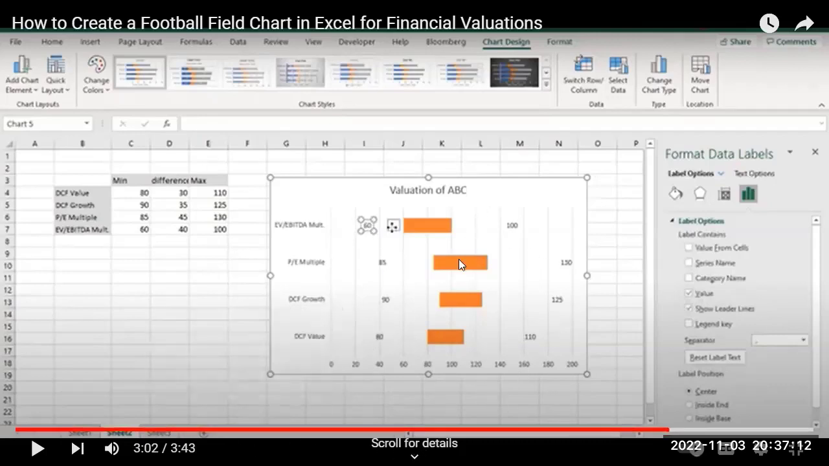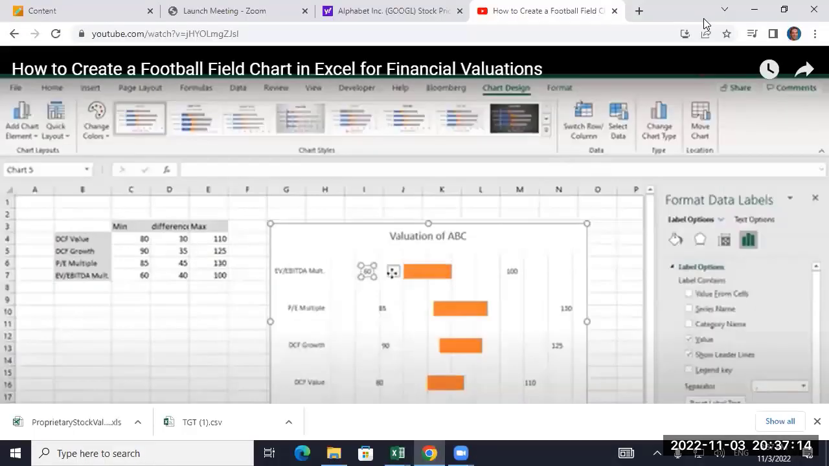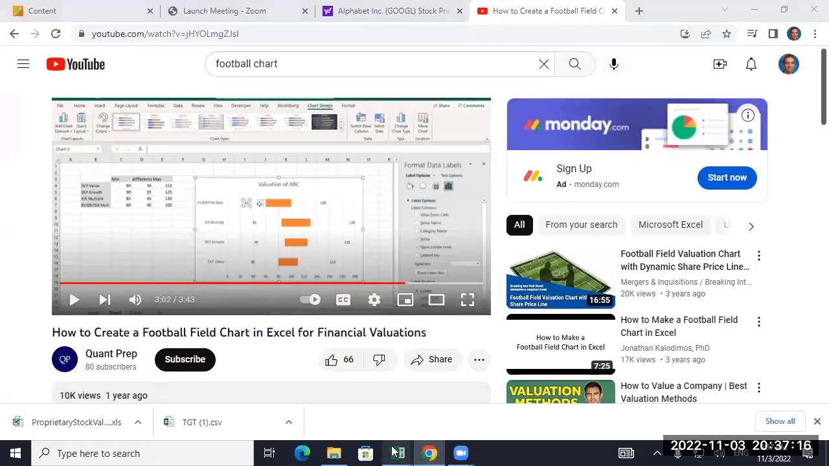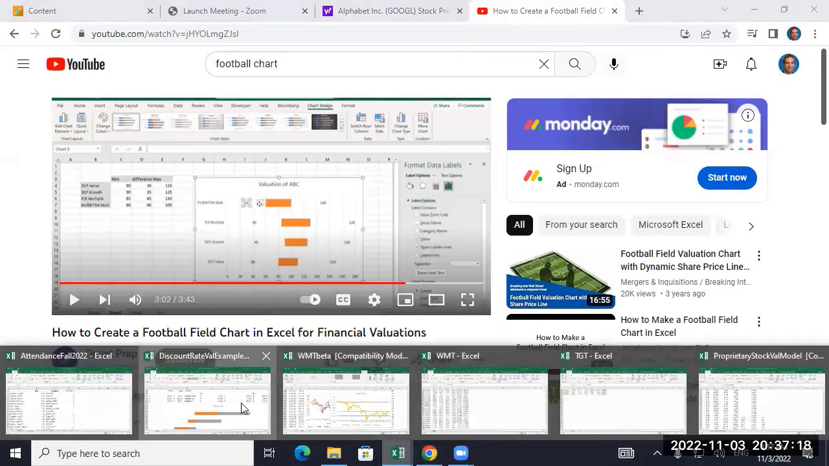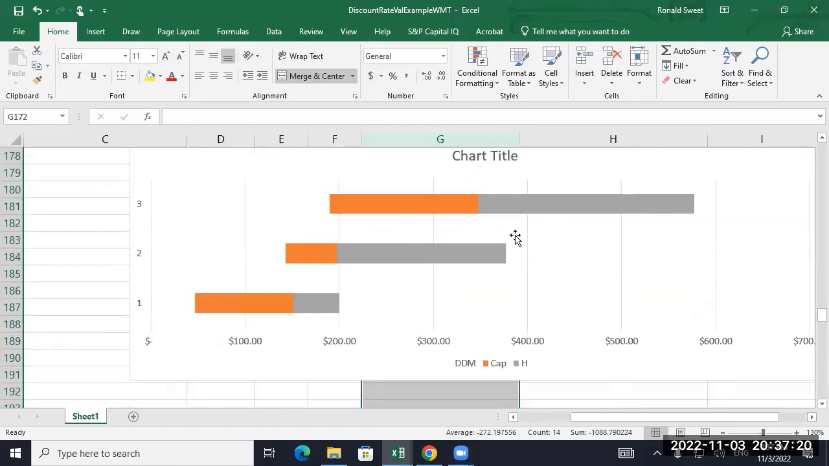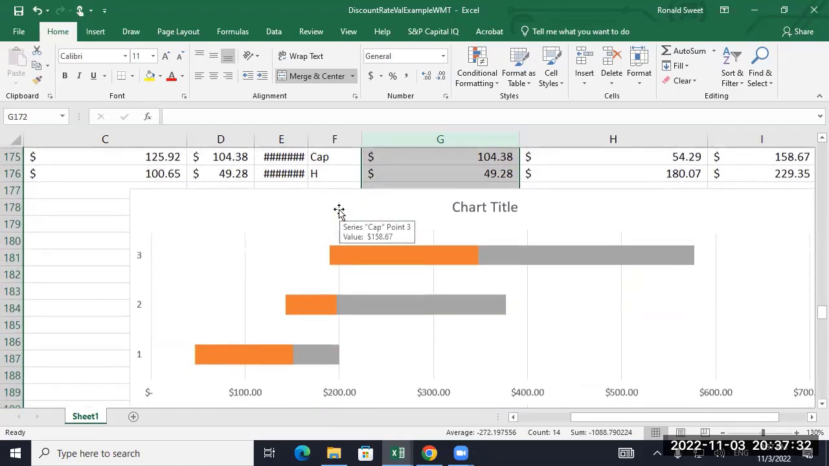I need to watch his video again. I thought I had it figured out, but it still doesn't look right to me. But your goal is to get that range so you can see, and you're going to have three valuation models in this paper. You'll have a couple in the next paper, and you're going to put them all together and try to figure out, is this a buy or sell based on that range?